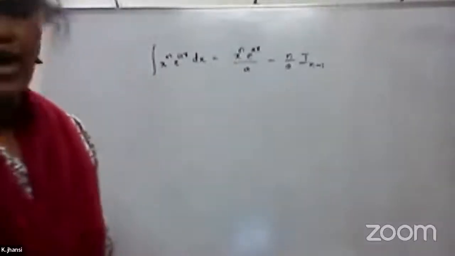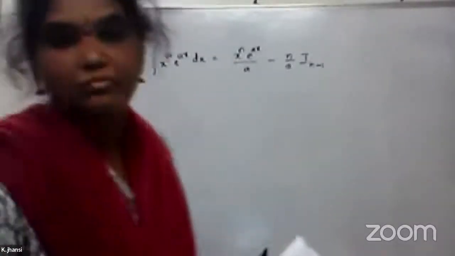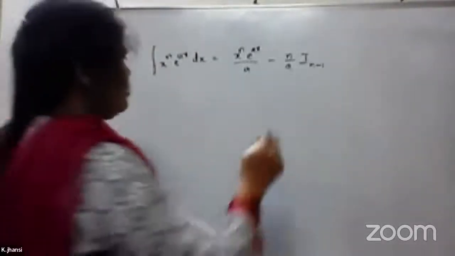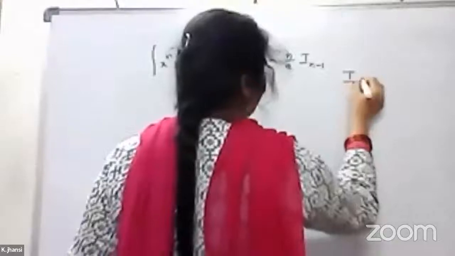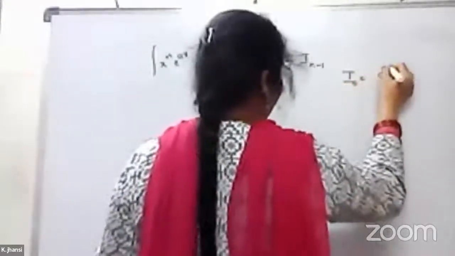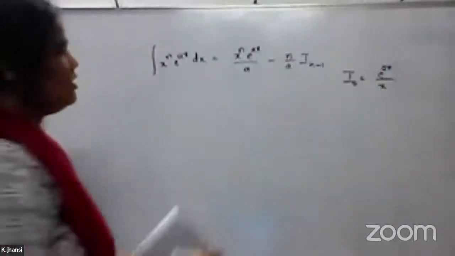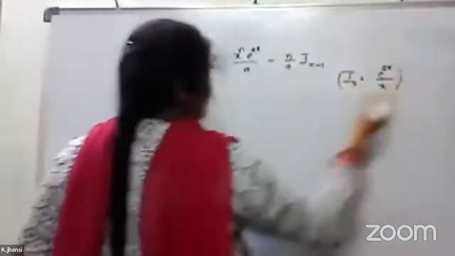And here I naught value is equals to, at the side you write I naught equals to e to the power of ax by x. Okay.